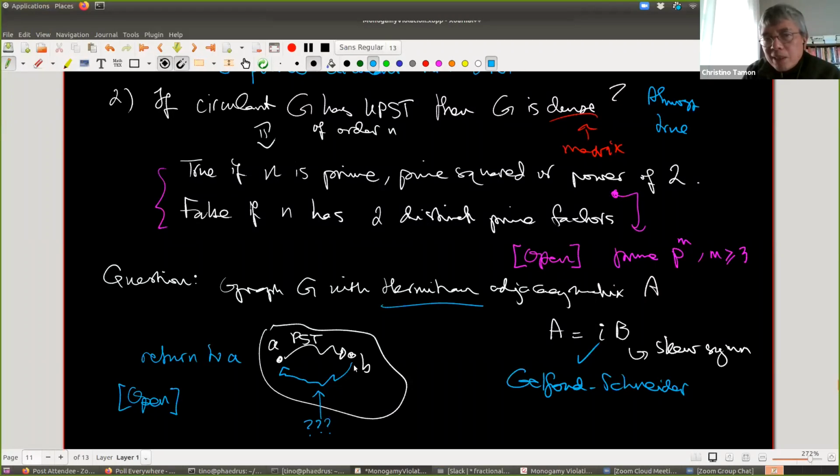And for the real symmetric case, we always take this for granted, that you can go from A to B and always come back because of the symmetry. But in the general Hermitian, it is not clear.